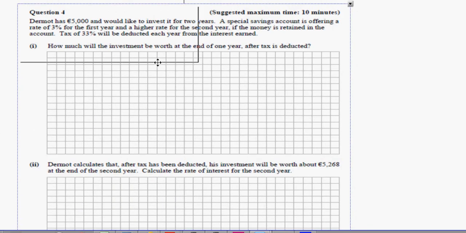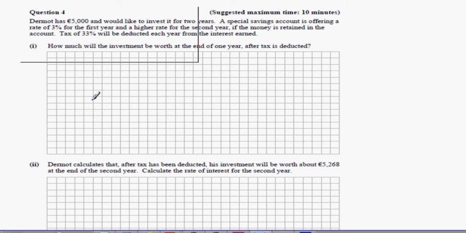Dermot has €5,000 he'd like to invest for 2 years. A special savings account is offering a rate of 3% for the first year and a higher rate for the second year. If the money is retained in the account, tax of 33% will be deducted each year from the interest earned.